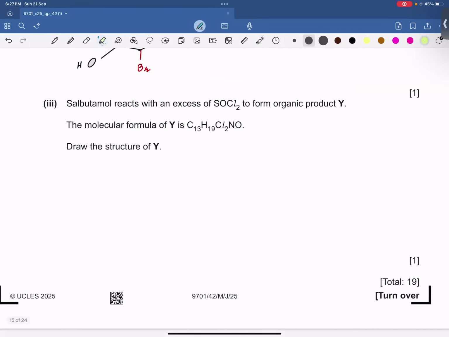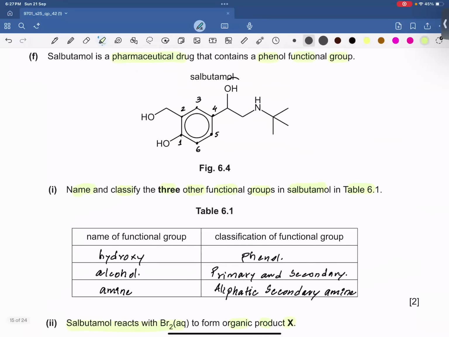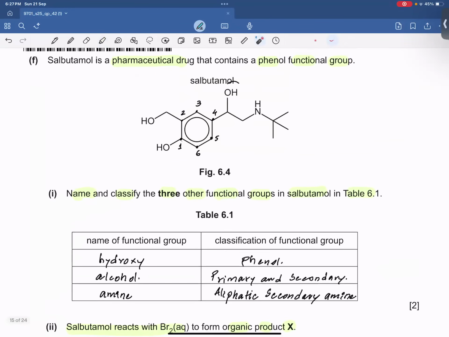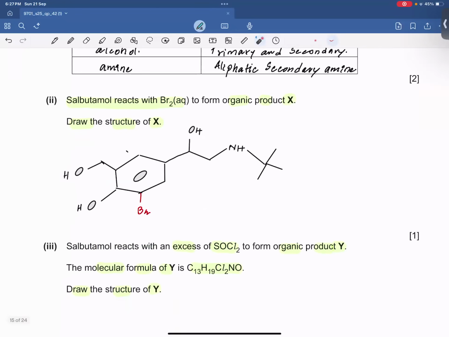Salbutamol reacts with excess of thionyl chloride to form organic product Y. The molecular formula of Y is this. Draw the structure of Y. Okay. So thionyl chloride reacts with alcoholic functional groups, and obviously it will react with these two groups, right? So we have two chlorine atoms.